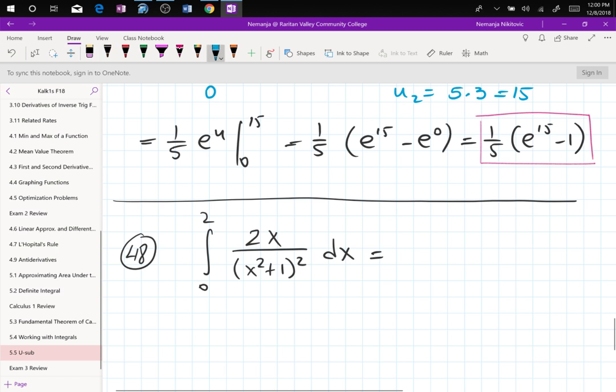So what is U? X squared plus 1. Good. Then du is 2x dx, which is great. We have exactly 2x dx. That's great.